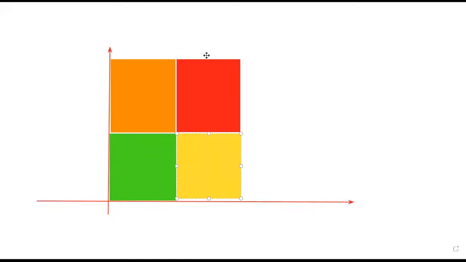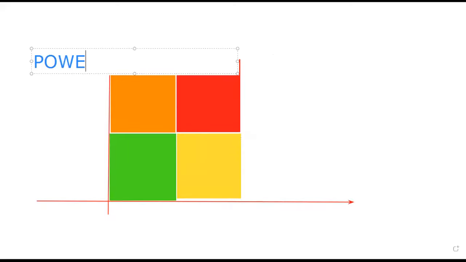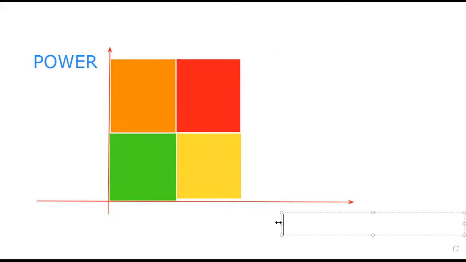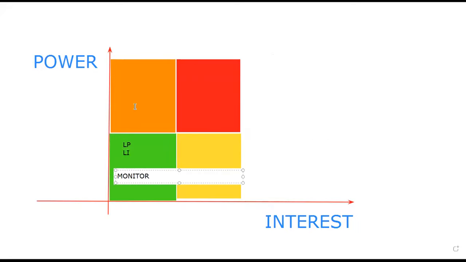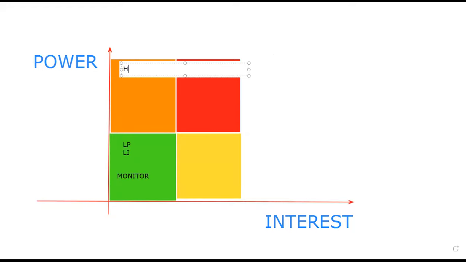See? So this is called the power interest grid. Here you've got to remember that this is low power, low interest. These ones, you've got to have that strategy of monitor. You just have to monitor them. These stakeholders have a high level of power, a low level of interest. These stakeholders, you want to keep satisfied.